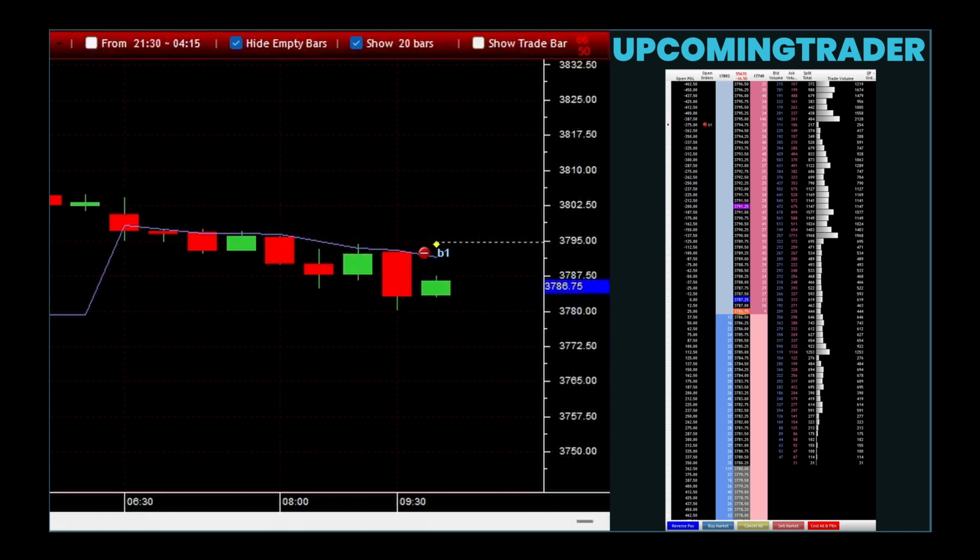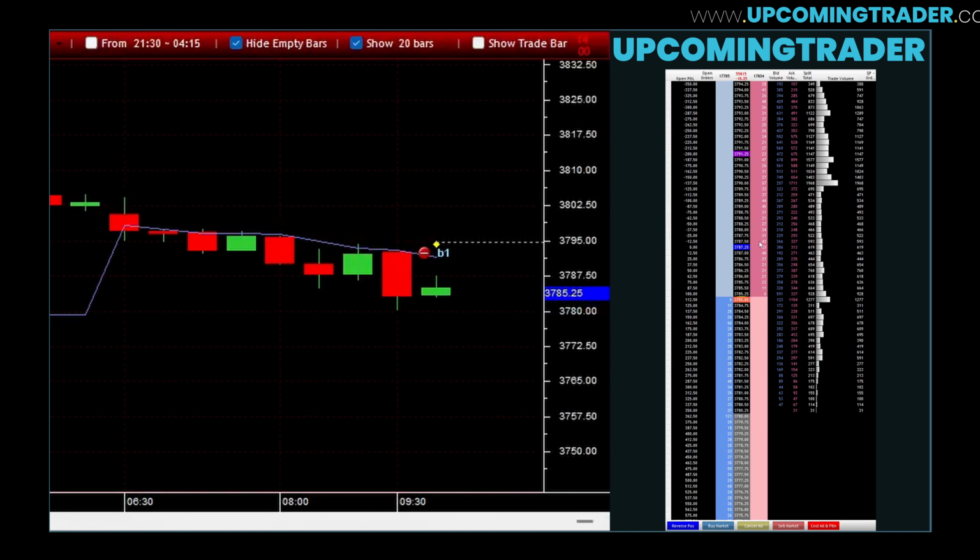The three white soldiers pattern is a bullish candlestick formation that signifies the end of a downtrend and the beginning of an upward movement. This pattern consists of three consecutive long-bodied candlesticks that close higher than the previous day, each opening within the body of the candle before it.